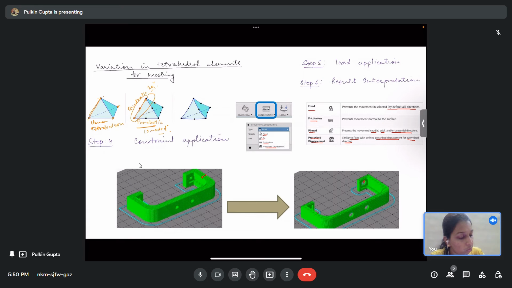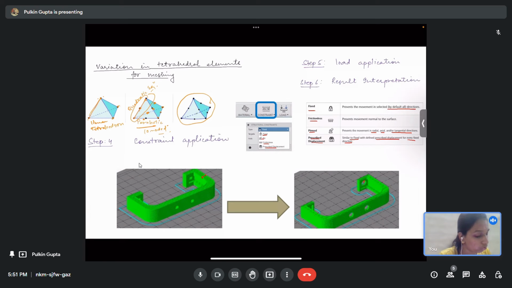So 1, 2, 3, 4, 5, 6, 7, 8, 9 and 10. And then you have a parabolic tetrahedron with curved edges, which is used more to approximate geometries which are having highly contoured geometries.